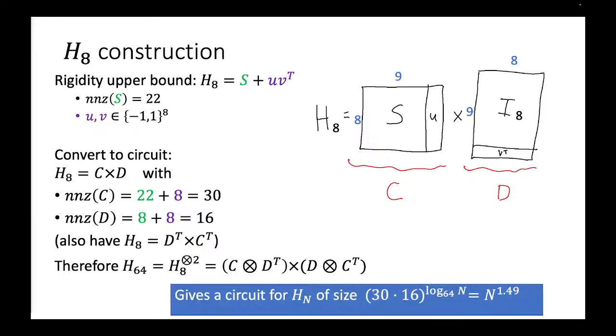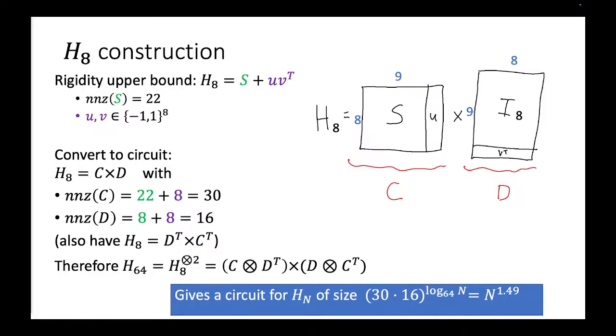And we check what is the size of this. Well, it's 30 times 16 to the log base 64 of n, and you put that into your calculator, and it tells you that it's n to the 1.49. There you go. And if you don't have a calculator with you, one thing you can check is if this were 32, then it would be exactly 1.5, and so since it's 30, it has to be something less than 1.5.